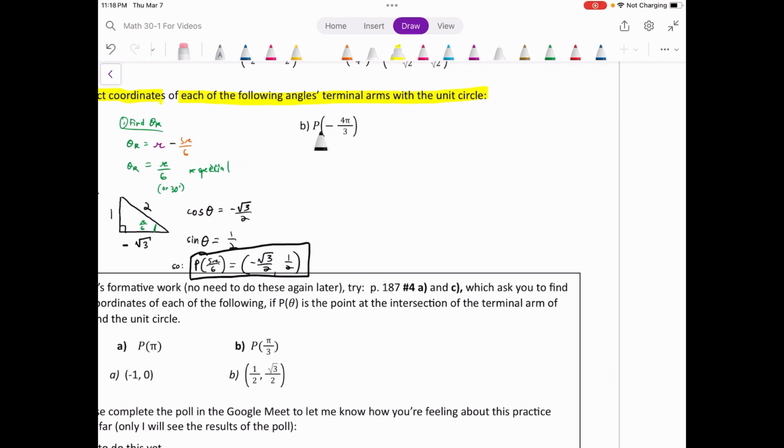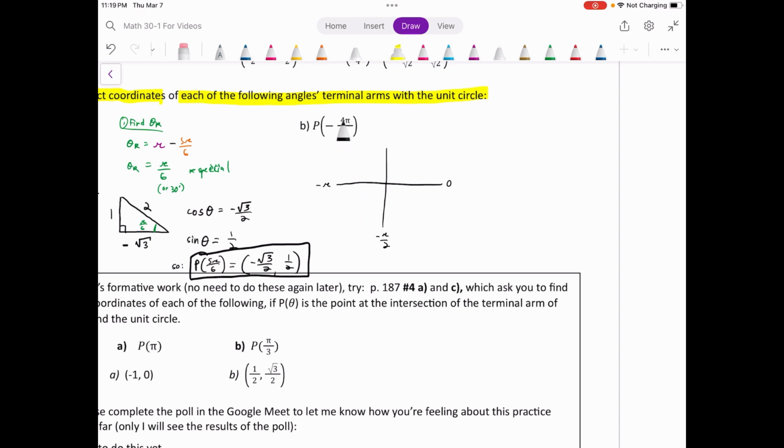Alrighty, so next up we've got this. Find the coordinates of the point where negative 4 pi over 3 intersects with the unit circle. So a negative angle, remember, that means we're rotating clockwise to make this angle, okay? You could even think of this as negative pi over 2, negative pi, okay, if you like. So we've gone past negative pi.